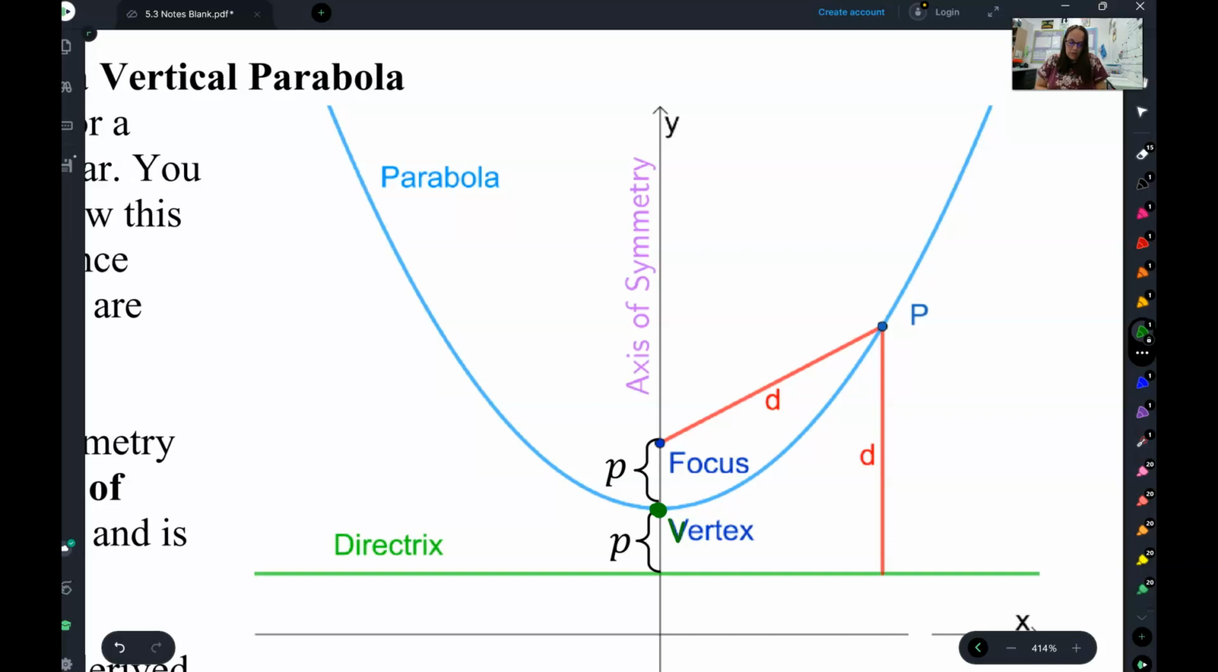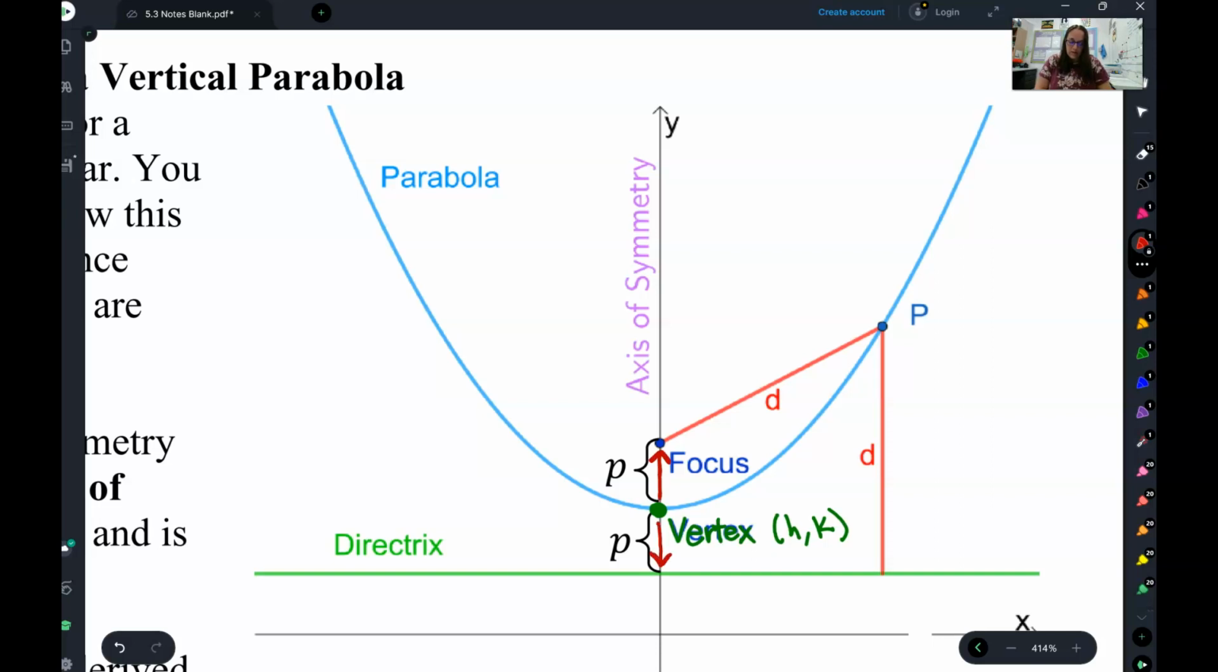That is the most extreme point of the parabola. So either the lowest point, the highest point, or if you have sideways parabolas, the farthest left or the farthest right. That's always your vertex, the most extreme point. And we always write that vertex as h, k. Then we have this distance p, is what we call it.